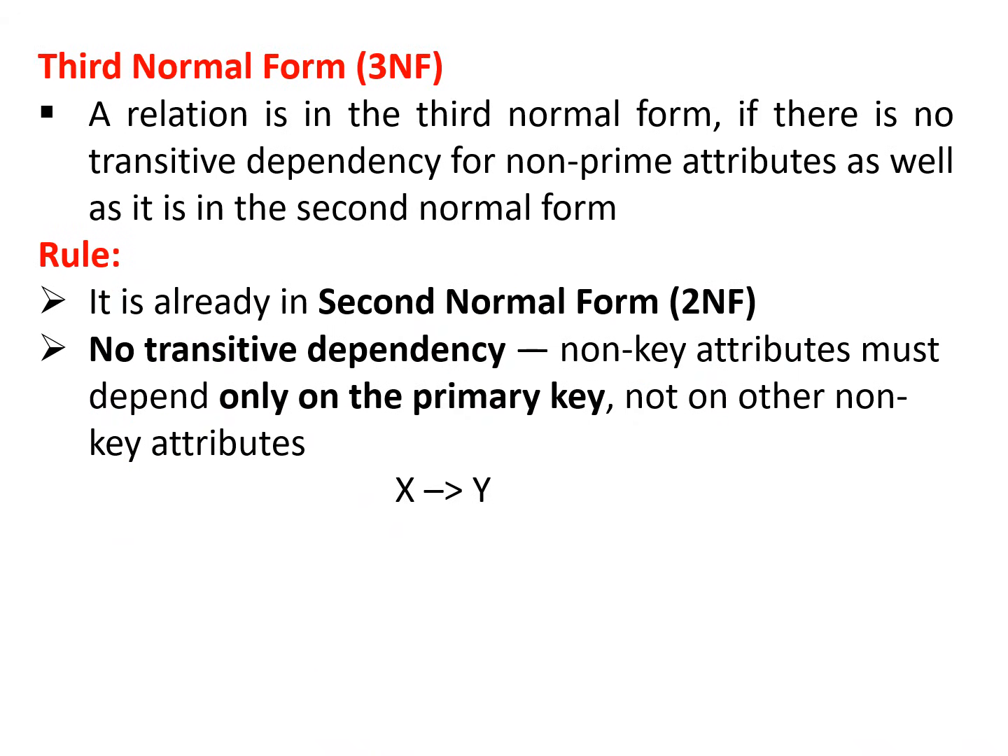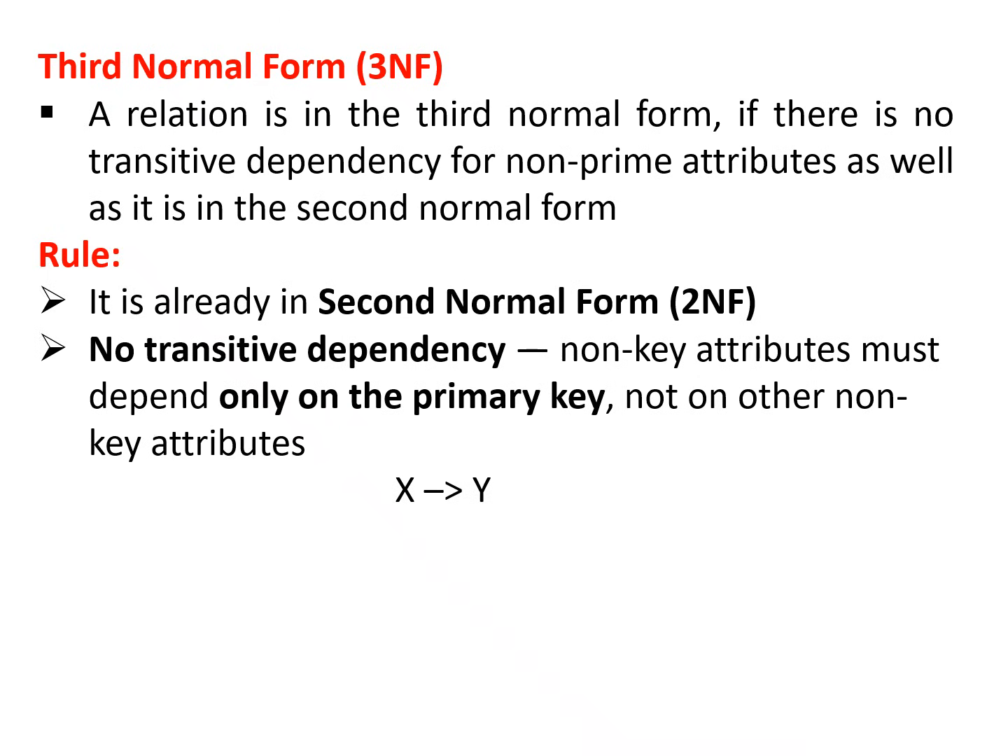Next one, third normal form. A relation is in third normal form if it is already in second normal form, and if there is no transitive dependency for non-prime attributes as well. What is the rule behind this?